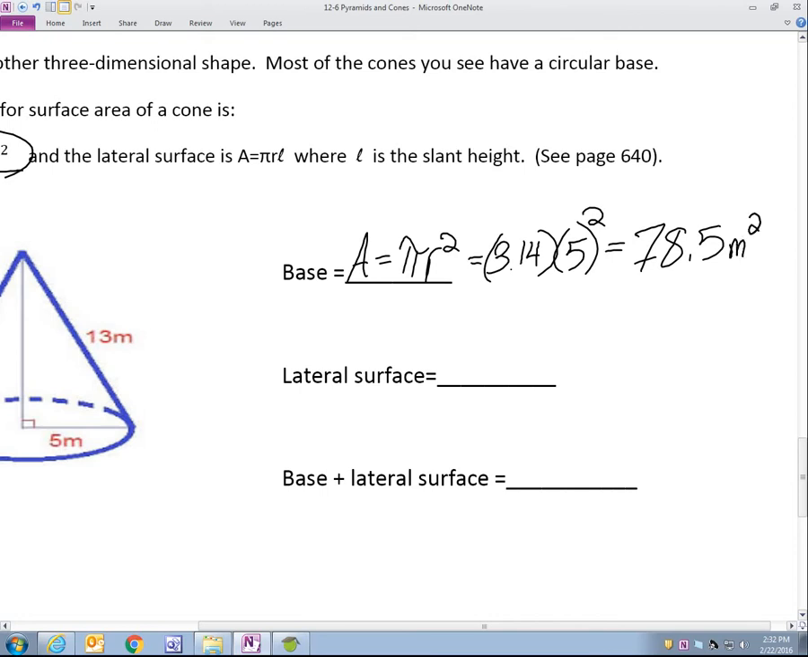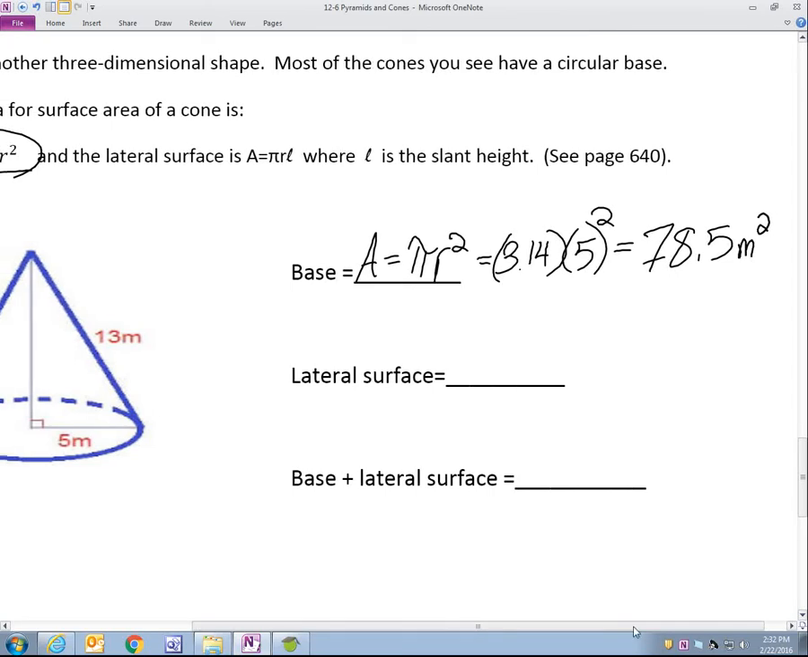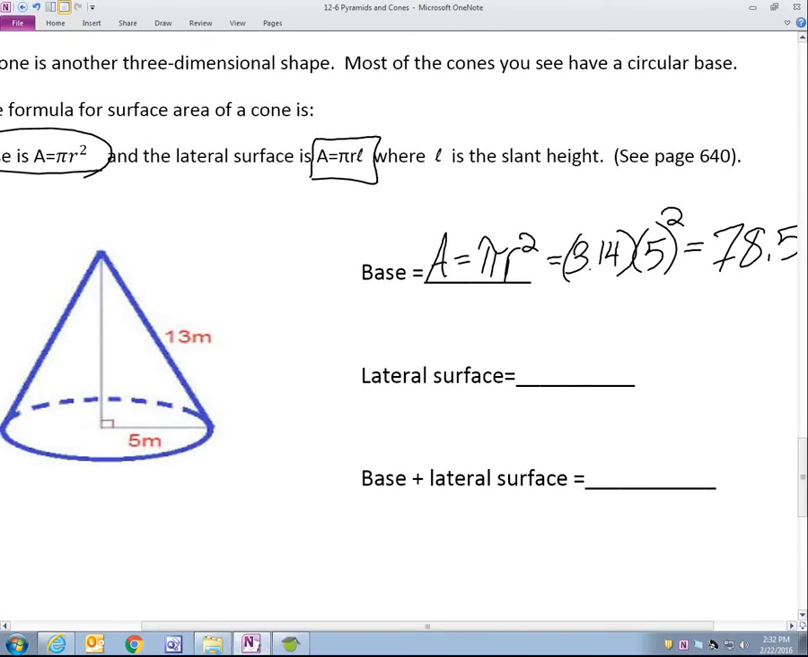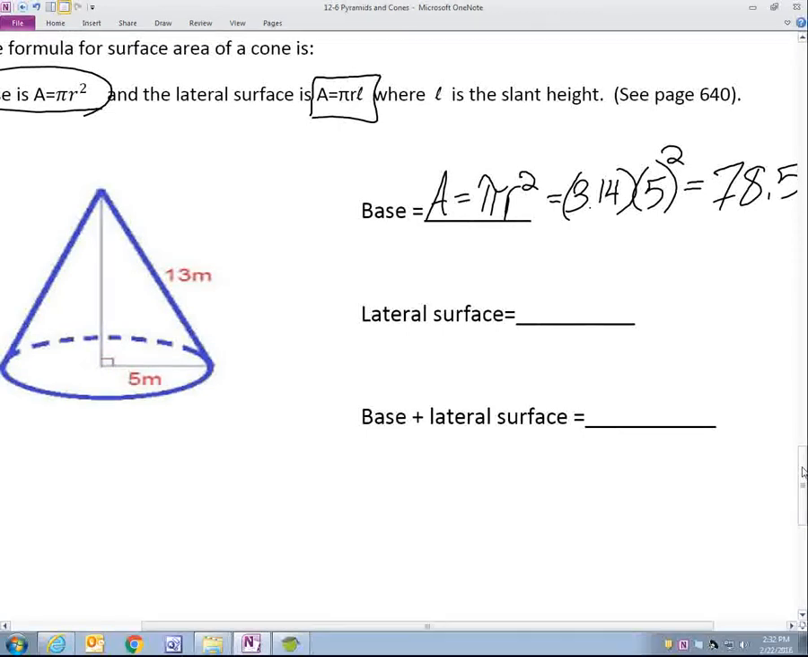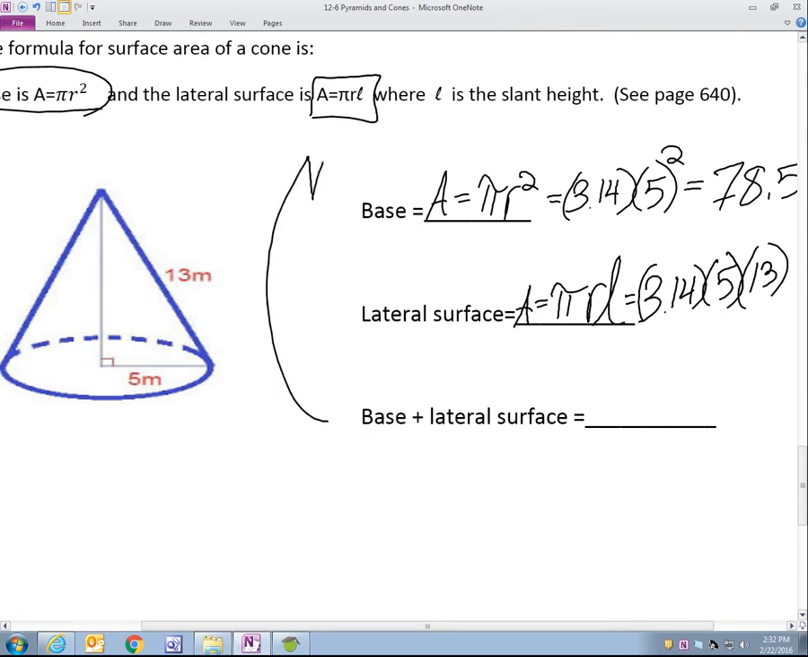Then we have the lateral surface. The lateral surface is going to be described as area equals pi radius times the side length. So we have area equals pi radius times the side length. Pi radius side length. It's right here. Yep, it's a lowercase cursive L.